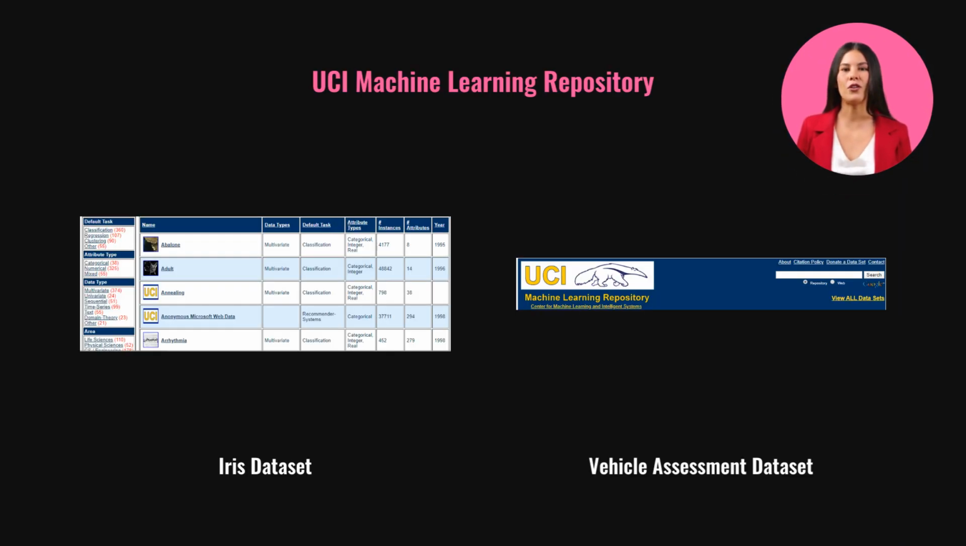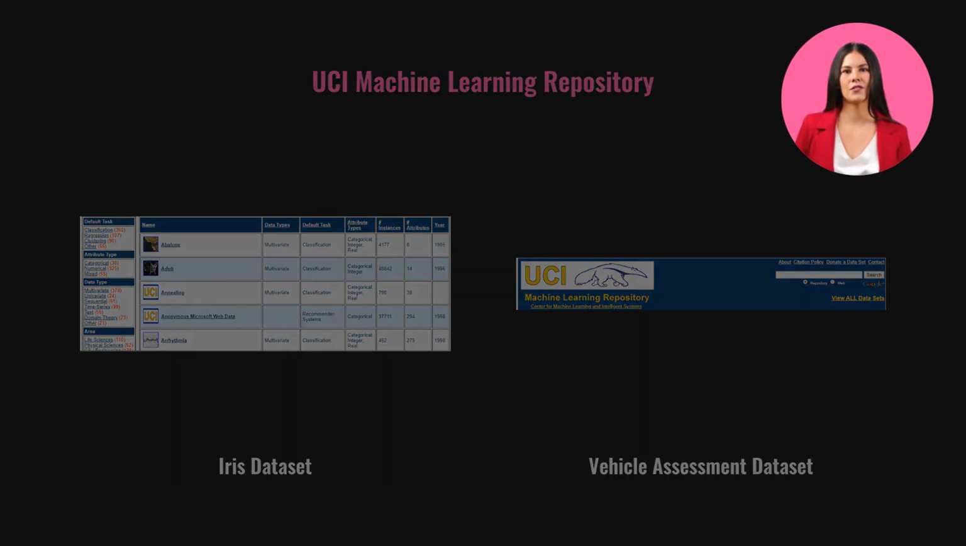The UCI Machine Learning Repository is a key resource for datasets, categorizing them by tasks like regression and classification. It features notable datasets such as iris and vehicle assessment, widely used in research and practice. This repository has been a cornerstone for data scientists since 1987, offering a diverse range of datasets for various machine learning applications.